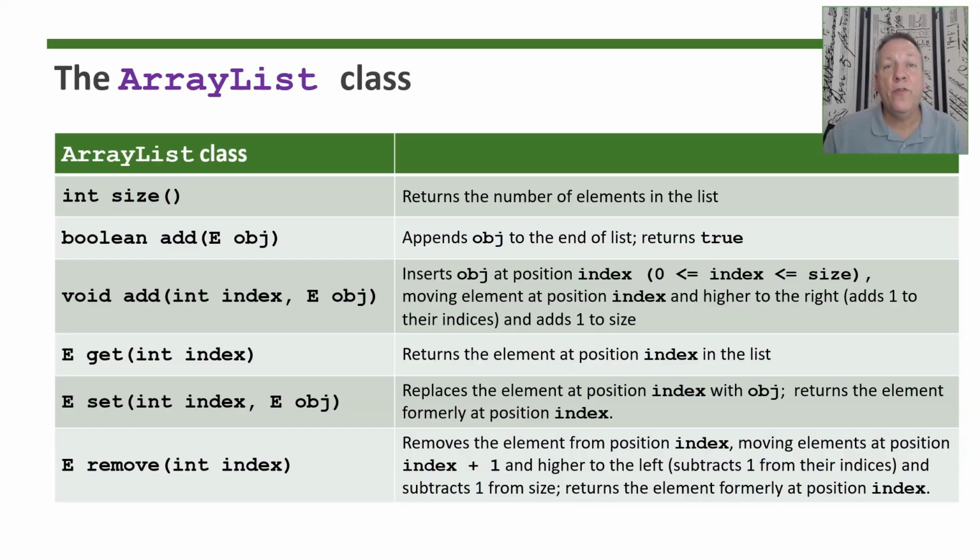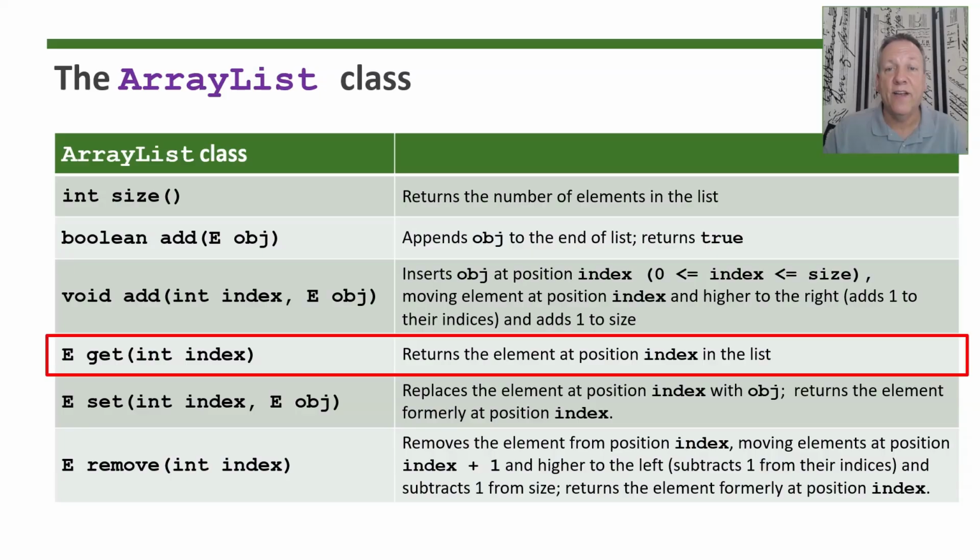So back to the quick reference for ArrayList and some of the methods that we used. We already looked at size and add and set. Now let's focus on the method get. And get is our accessor method. It returns the element that is at the position index, the parameter that you're going to send it, when we want to retrieve an element from our ArrayList.